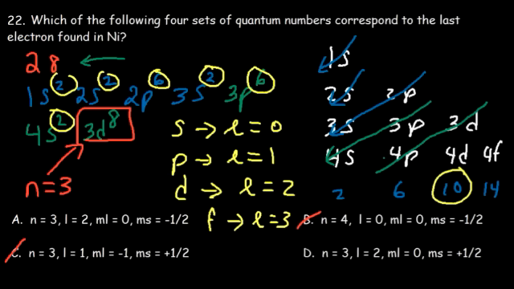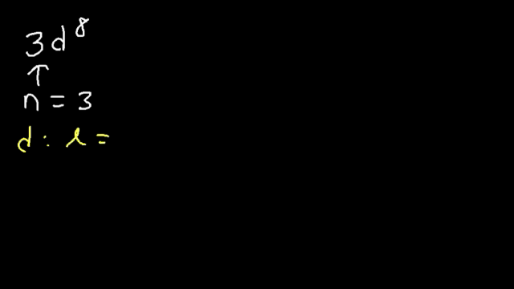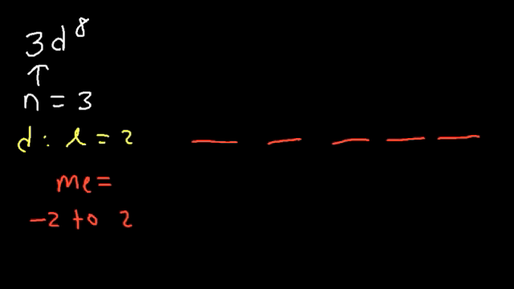Now looking at A and D, the ml value is both 0, but the ms value is different, negative a half versus positive a half. The answer for this problem is going to be A, but I'm going to show you why it has a spin of negative a half. So for the 3d8 electron, we said that n was equal to 3 because of this number, and for the d sublevel, L is equal to 2. Now when L has a value of 2, ml can be anywhere from negative 2 to 2. The d sublevel has 5 orbitals. The first one has a value of negative 2, the second one is negative 1, 0, 1, and 2.